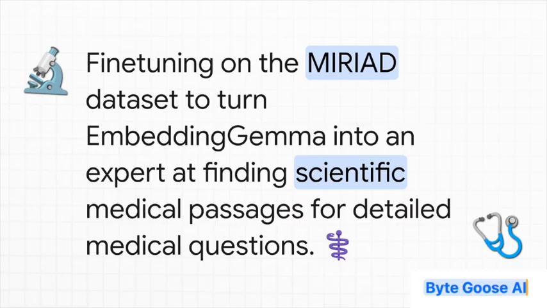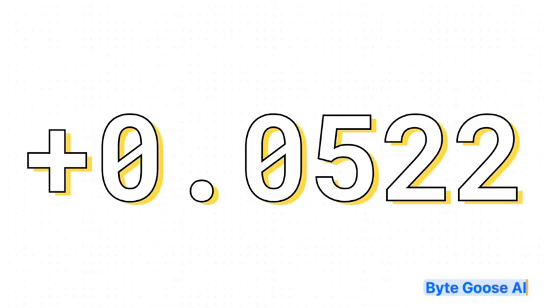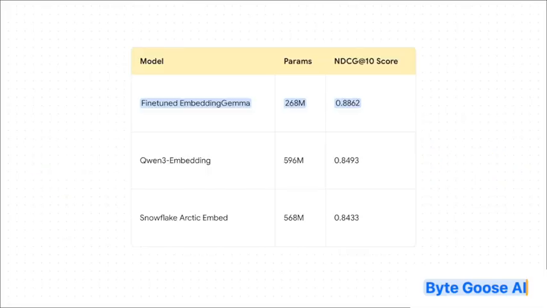The goal here is pretty simple. We want to take the excellent general-purpose EmbeddingGemma and turn it into a specialist, an expert at finding precise medical information. And the results? After fine-tuning on just a piece of the MIRIAD dataset, the performance on the NDCG@10 retrieval metric shot up by over 5 points. I mean, that is a massive improvement. It's a clear signal that the model got significantly better at finding the exact right medical passage for any given query.